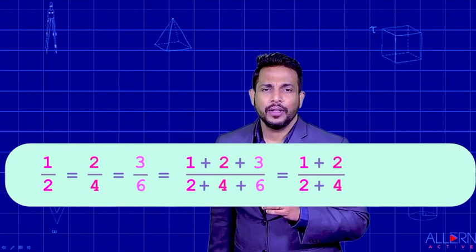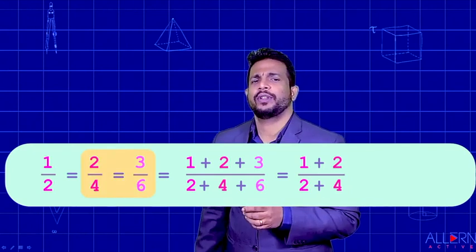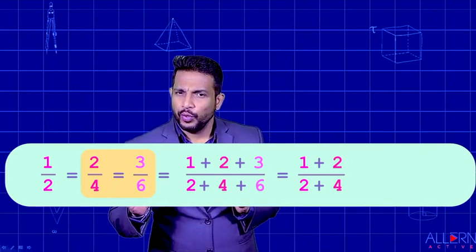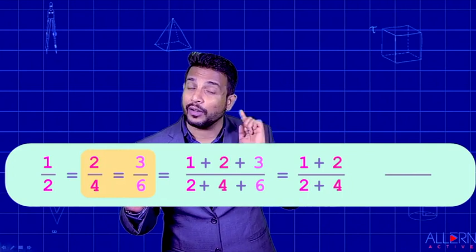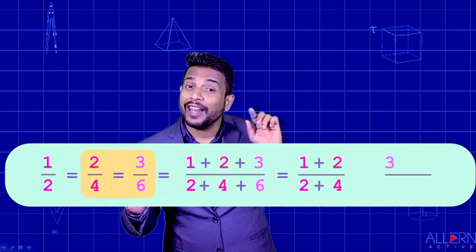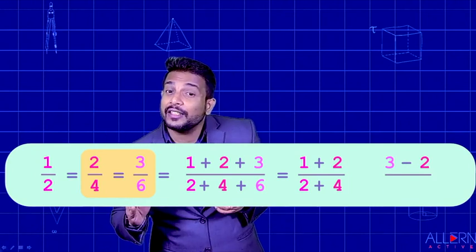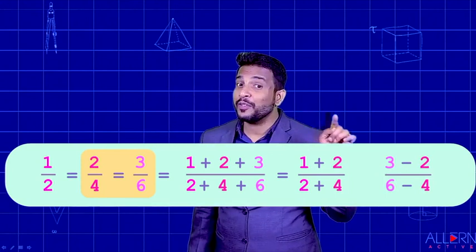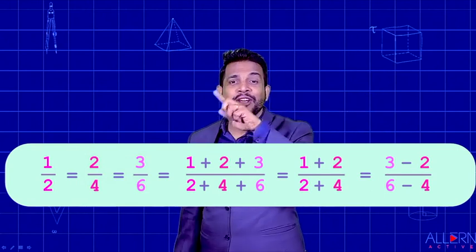Beautiful. So we did the addition. Let's check for subtraction also. Is it fine or is it correct? Let's see. I picked up these two. Now let's subtract. So I'm forming a new ratio by subtracting the numerators and the denominators now. So 3 minus 2 in the numerator and in the denominator 6 minus 4. Okay. 3 minus 2 is 1. 6 minus 4 is 2. That means again I get this ratio equal to each and every ratio.